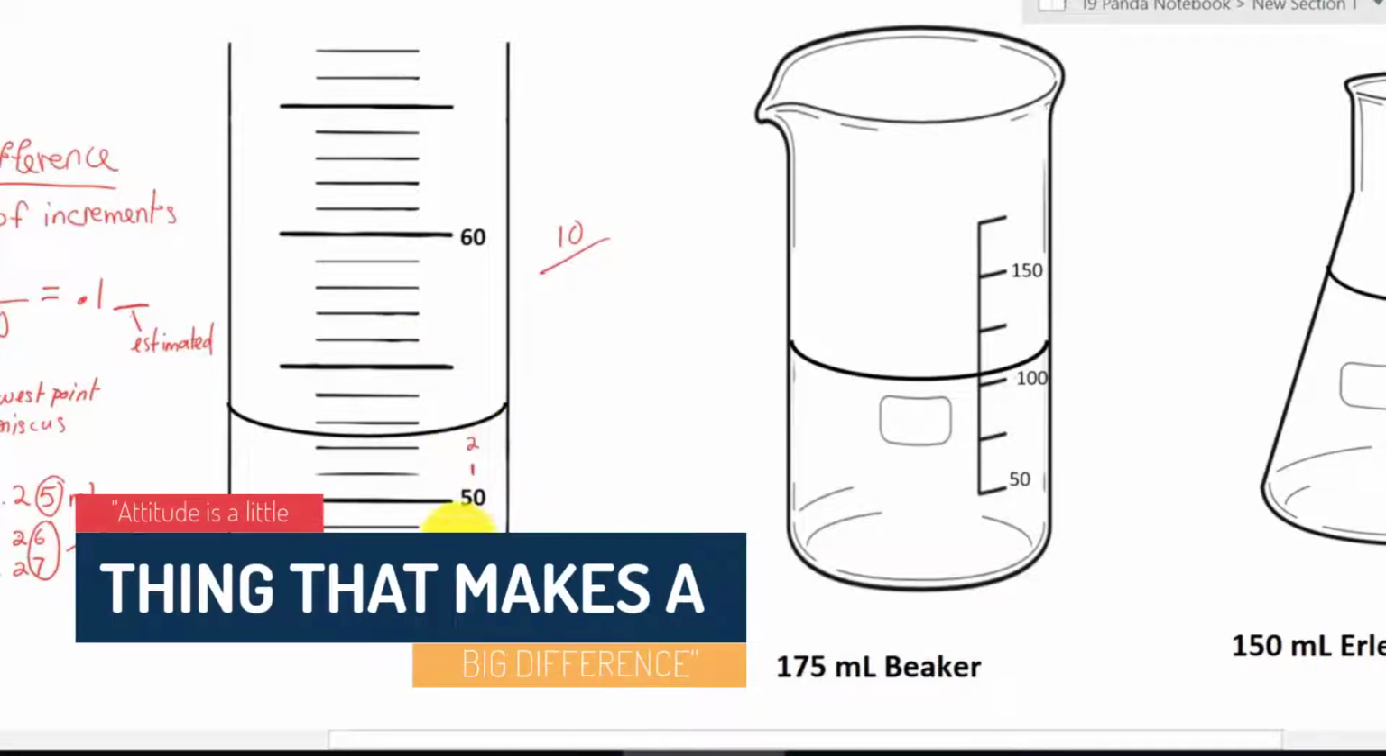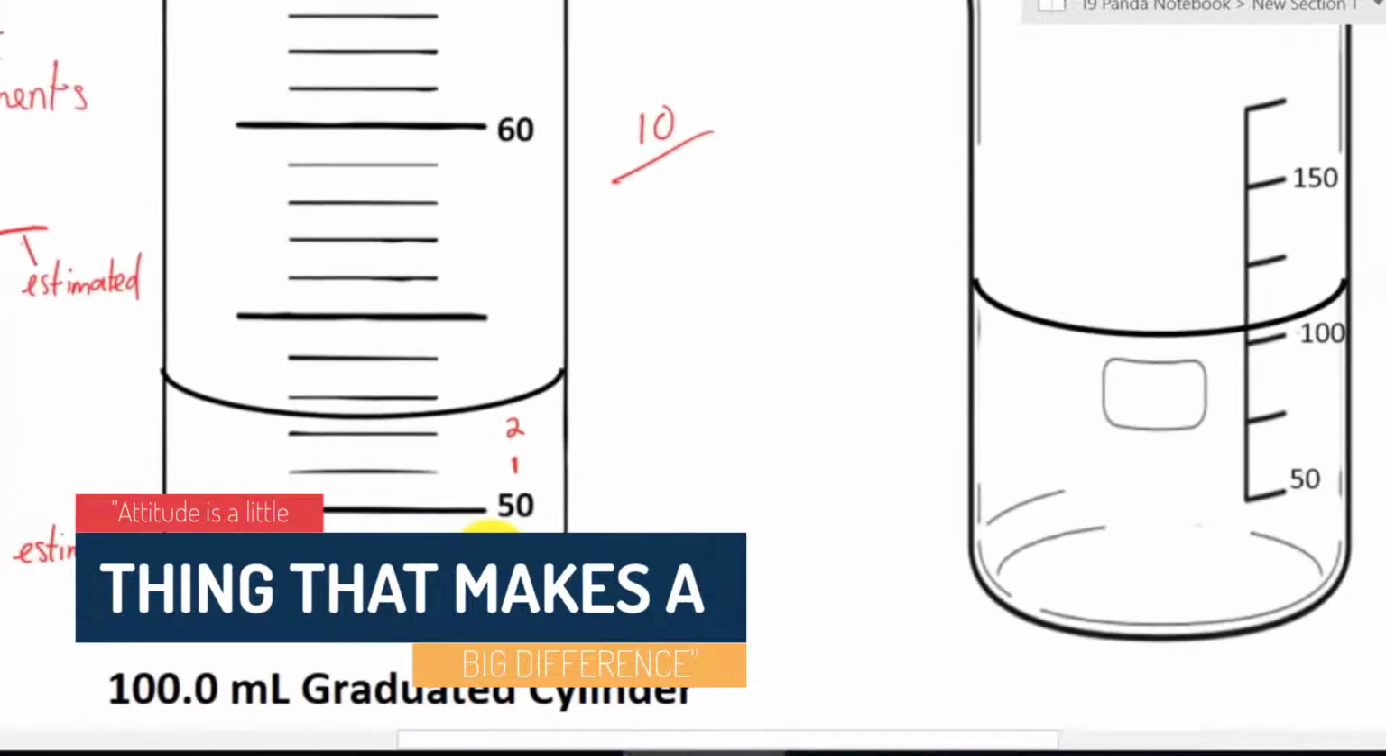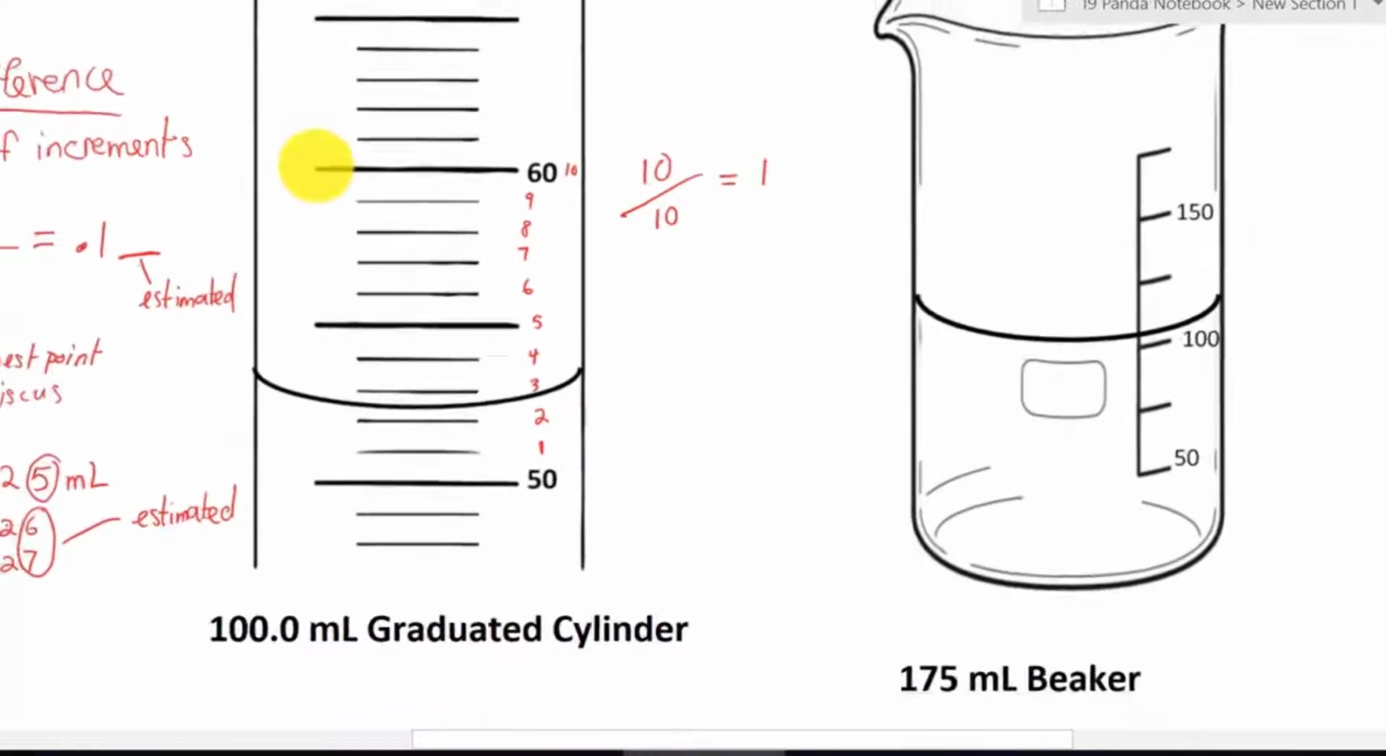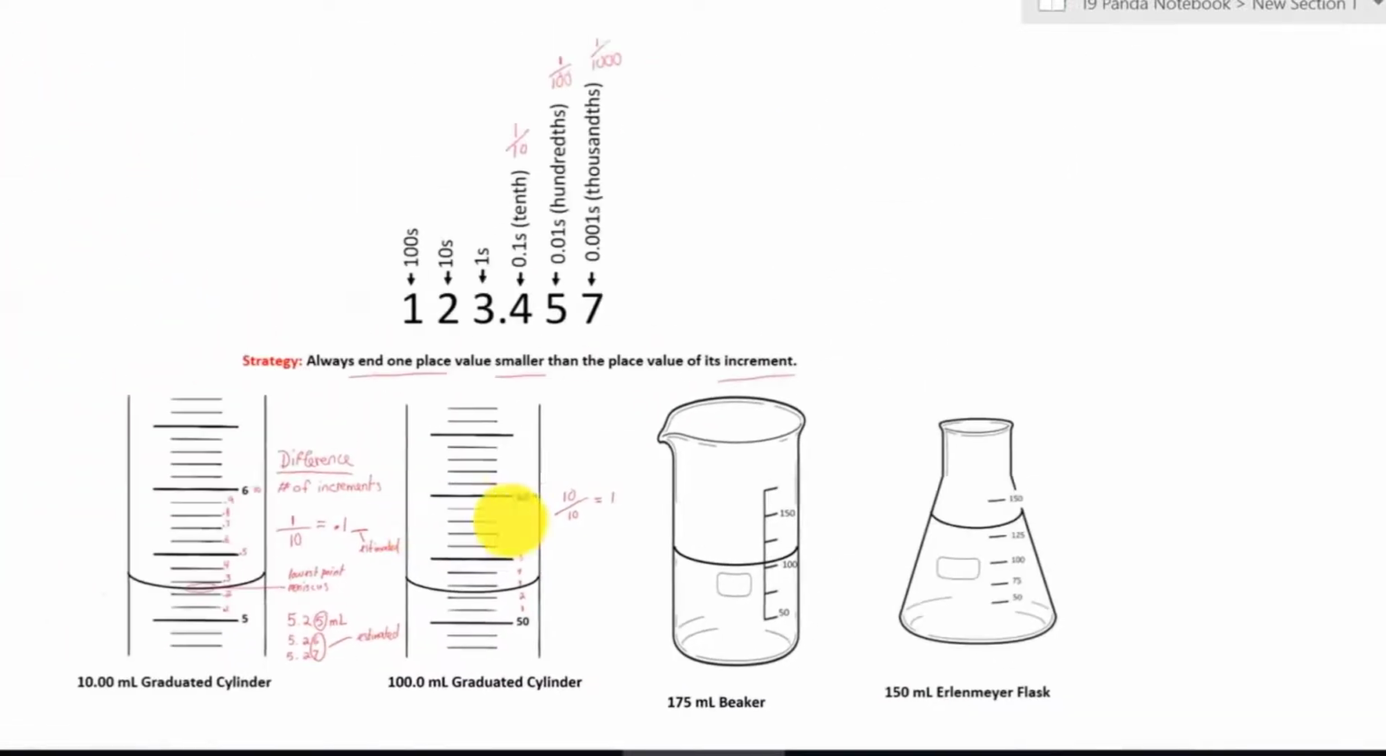That will be 1, 2, 3, 4, 5, 6, 7, 8, 9, 10. So it's going to take 10 increments. So 10 divided by 10 will give you 1. Now let's go back to our strategies.